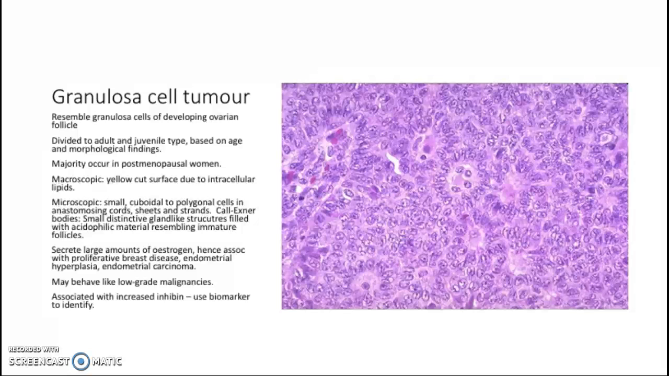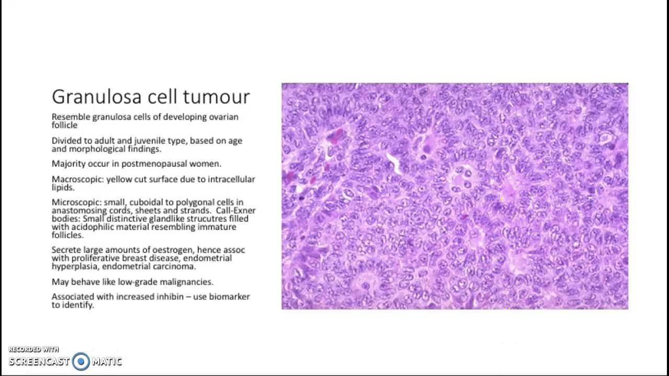But the majority of the adult type occurs in postmenopausal women. Macroscopically, you can see a yellow cut surface because there is a lot of intracellular lipid within the tumor, and microscopically you can see small cuboidal polygonal cells in anastomosing cords or continuous cords, sheets and strands. There will be Call-Exner bodies, which are distinctive gland-like structures filled with acidophilic material resembling immature follicles, like so.